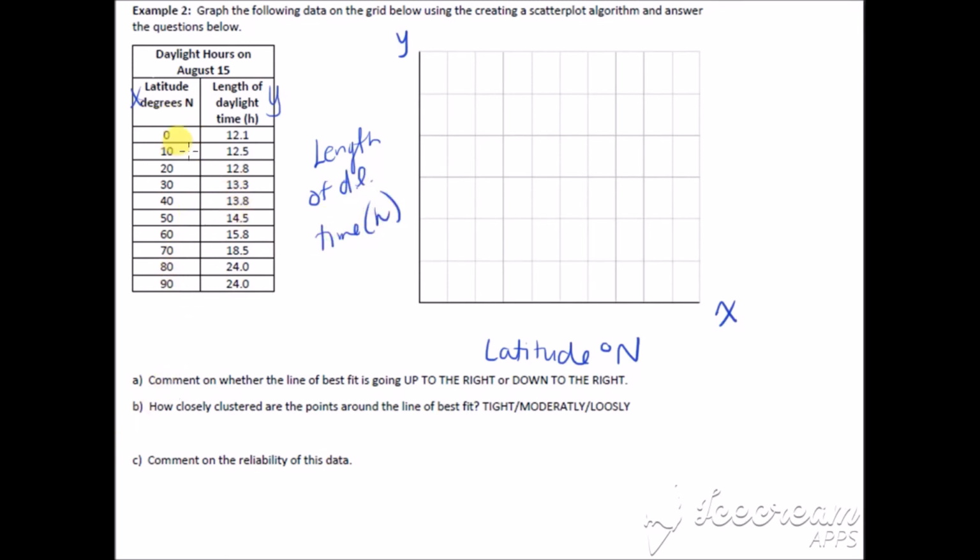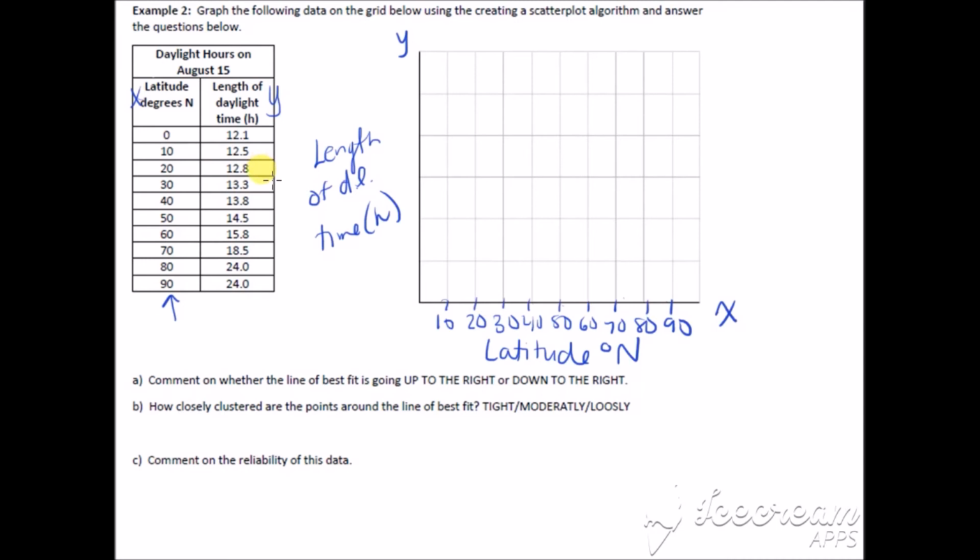Okay, so we need to go from 0 to 90. These are beautiful points because they increase by 10 each time. So 1, 2, 3, 4, 5, 6, 7, 8, 9, 10. Just checking that we have at least 9 because we have to go up to 90. 9 boxes here. 70, 80, and then this is 90.